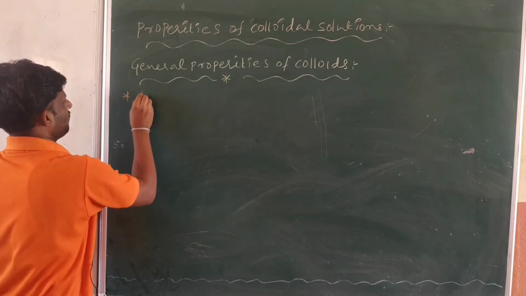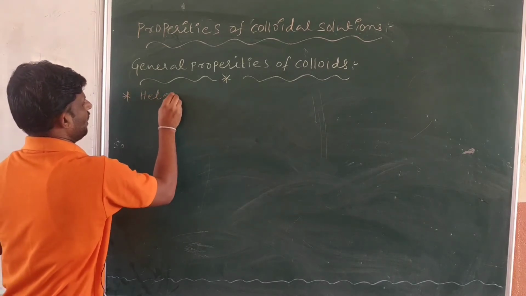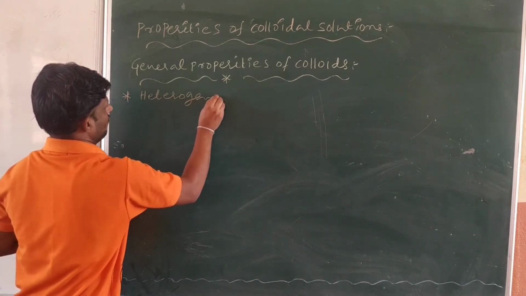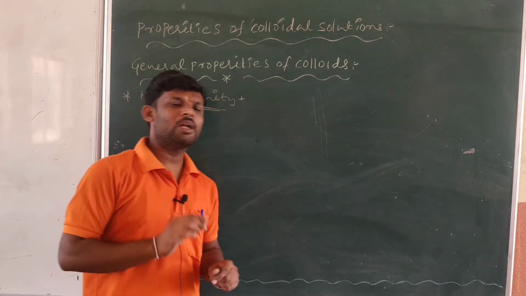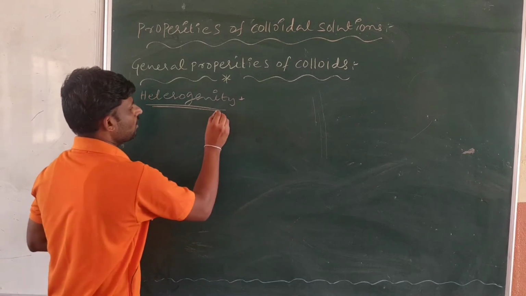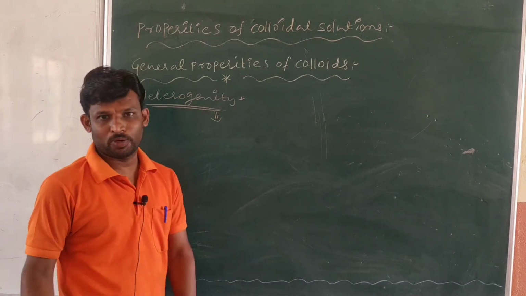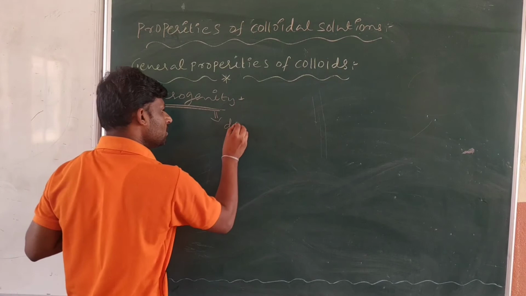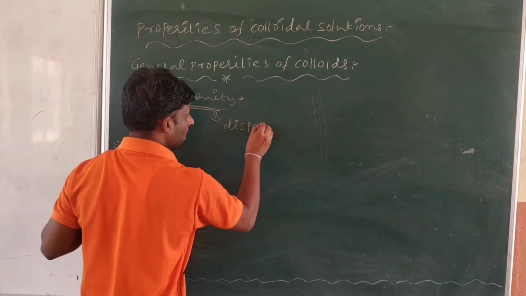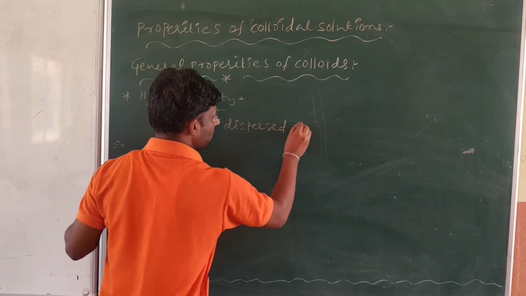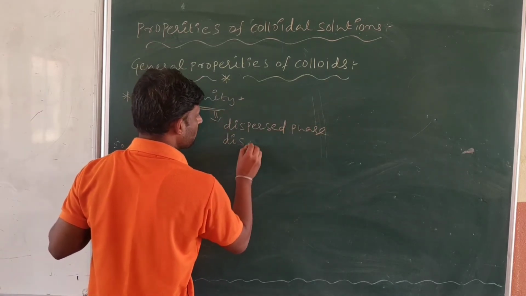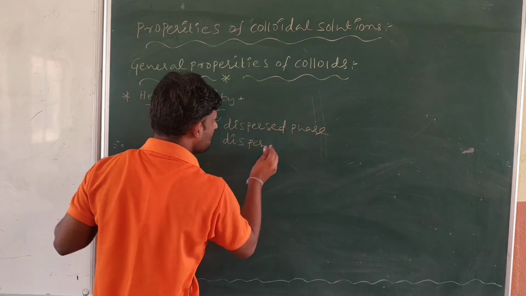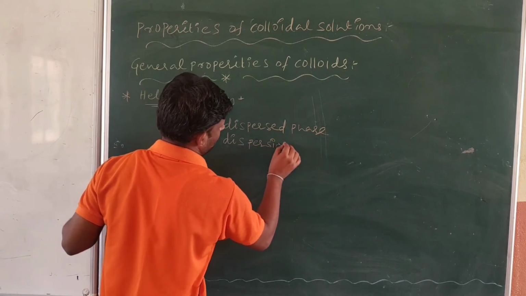Okay, we know that one. First property, heterogeneity. Actually, all colloidal solutions are made of two components. One is the dispersed phase. The second one is the dispersion medium. Two components were there, dispersed phase and dispersion medium.